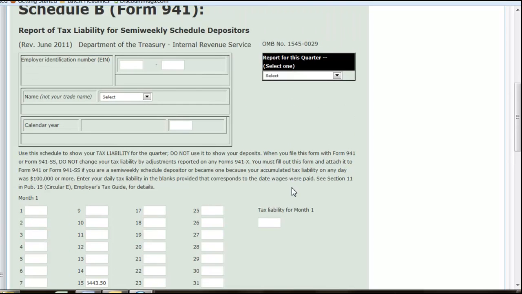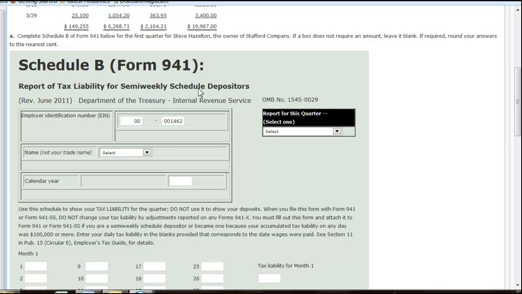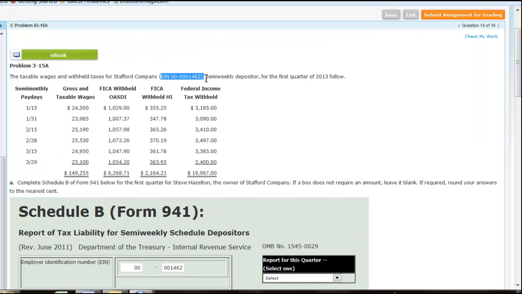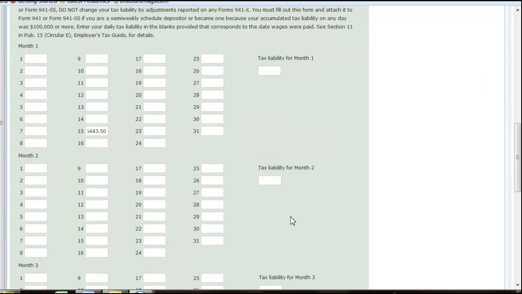Okay, I kind of got ahead of myself a little bit. Let's go ahead and put in the tax ID number. It's 00 and then 00001462, and that's just given right above up here. There's the EIN number, employer identification number, and it wants our name, not our company. So Steve is the one preparing this, and then the calendar year is 2013. And it's for the first quarter, January, February, and March. Okay, so then I'll continue.